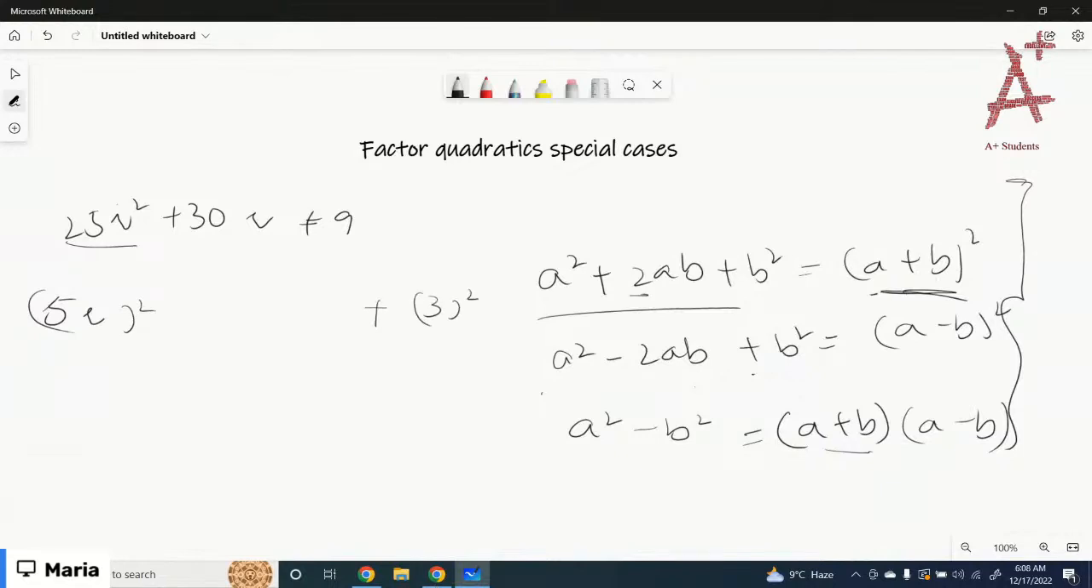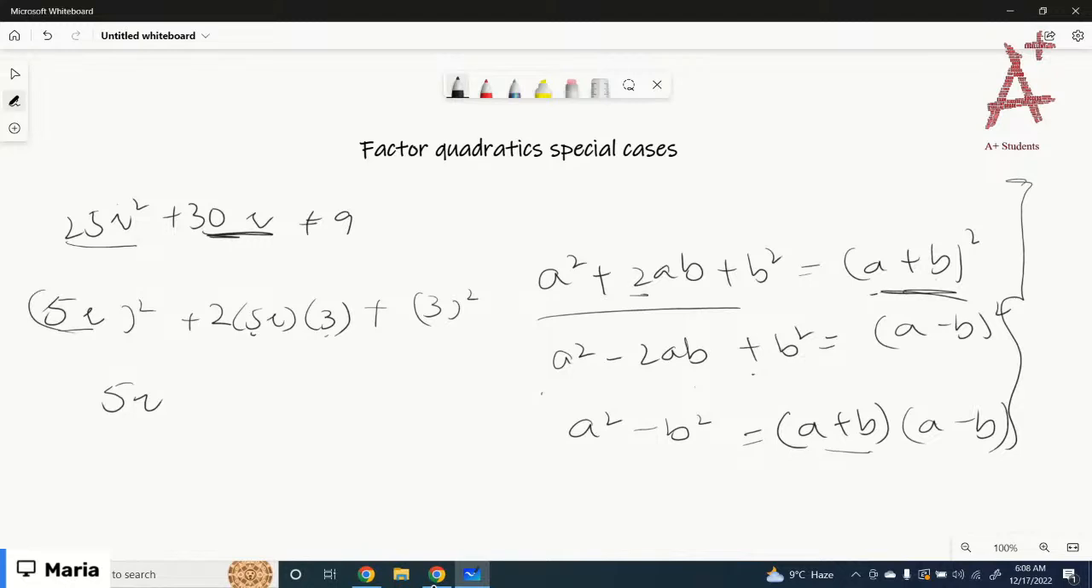Got it? So then it must be 2ab, where a is 5r and b is 3. It would be 2 times 5r times 3. If you multiply them, 3 times 5 is 15 and 15 times 2 is 30. So it is equal to 30r. So that means this is a perfect square of 5r. All of them are with the positive sign.